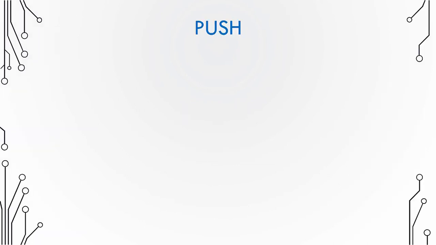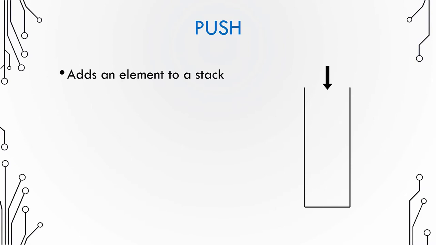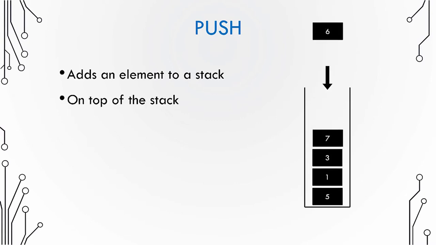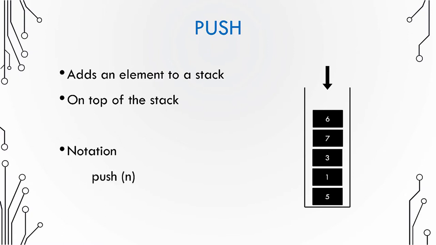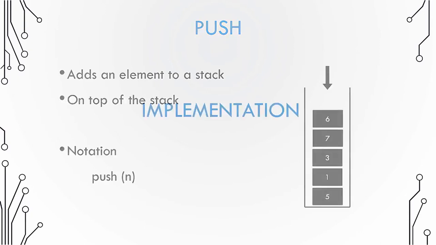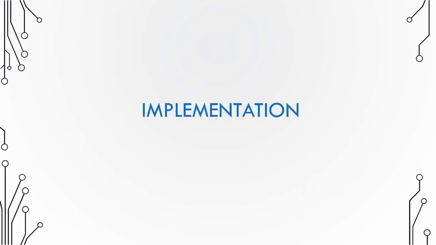So what is a push operation on a stack in terms of computer science? Well, a push operation adds an element to a stack. And as described in the earlier lectures, elements are always added on top of the stack. So you have only one end, and all the elements go from that end inside the stack. The notation to use this push operation is quite simple. You just have to say push and give the number to be pushed onto the stack. Let us now see an implementation scenario for a stack.